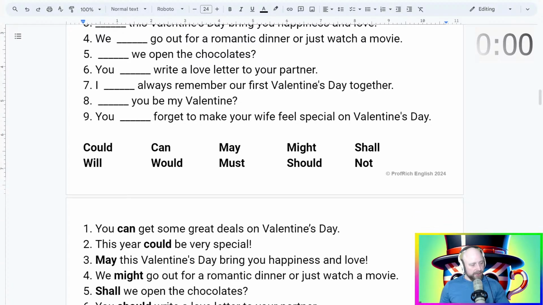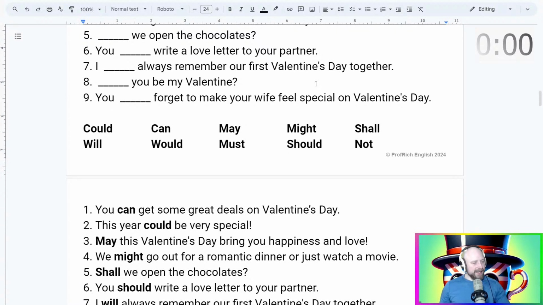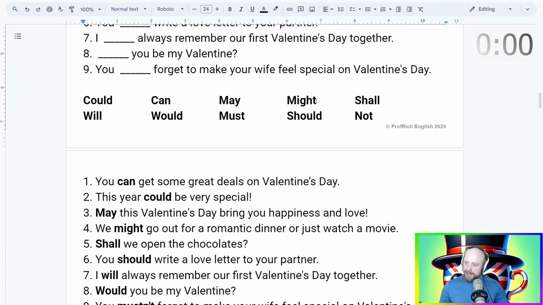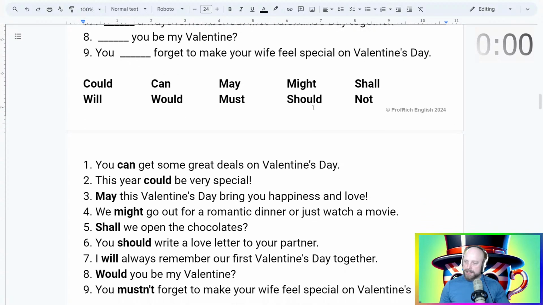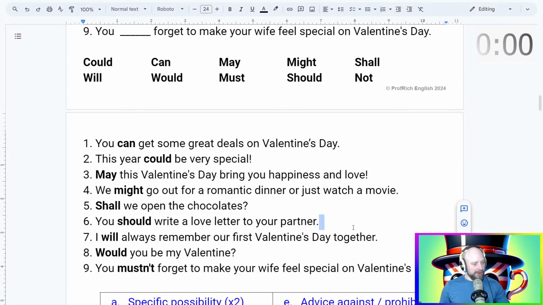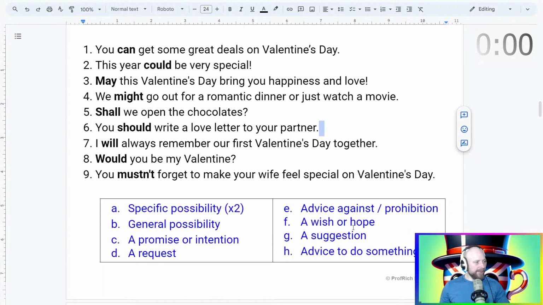Number 6, should. You should write a love letter to your partner. Number 7, will. I'll always remember our first Valentine's Day together. Number 8, would. Would you be my Valentine? And number 9, mustn't. Remember, we stress the negation. You mustn't forget to make your wife feel special on Valentine's Day.